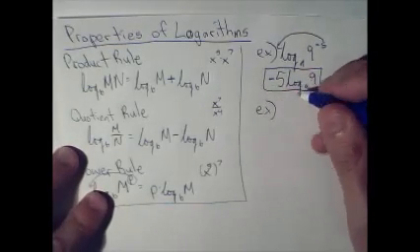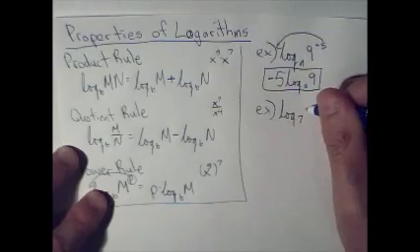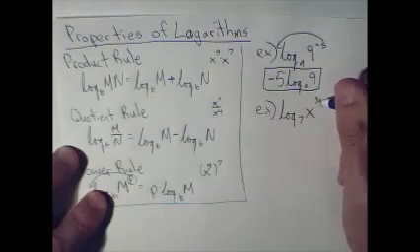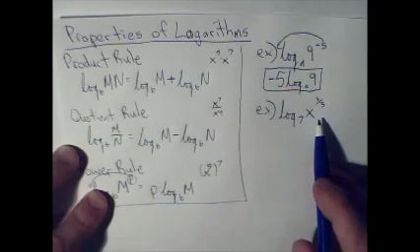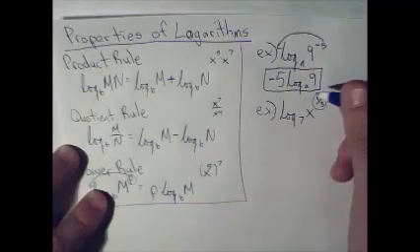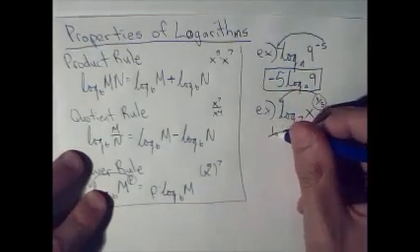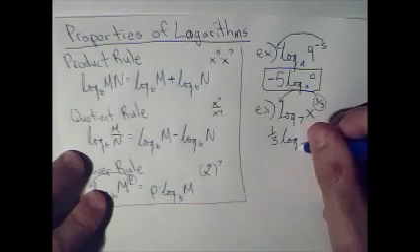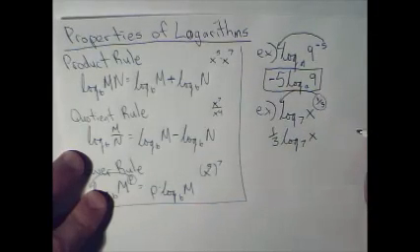What if I had log base 7 of x to the 1/3 power? We'll spend a whole unit talking about when we have fraction exponents. Those are radicals, but even if it's a fraction exponent, whatever that exponent is, I get to throw it in front as a coefficient. 1/3 times log base 7 of x.